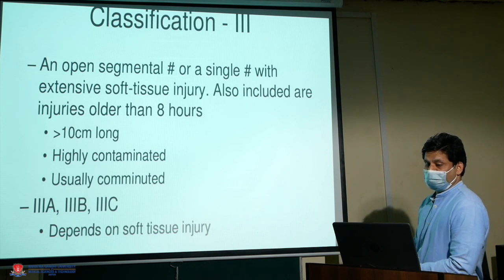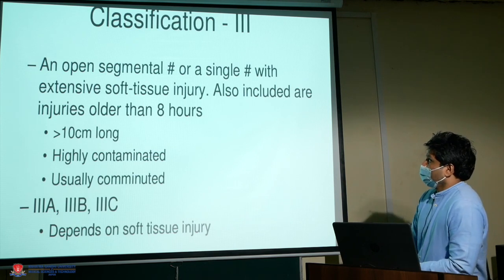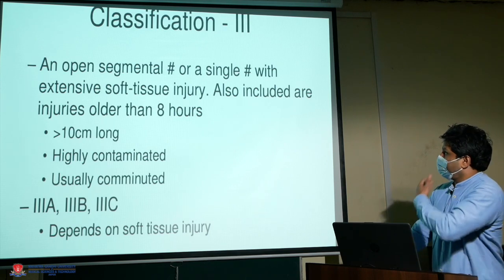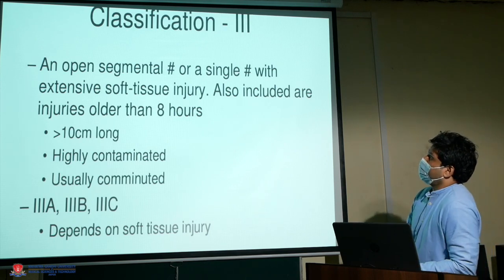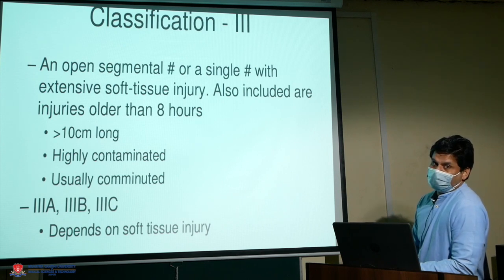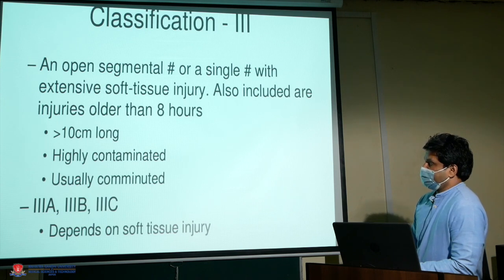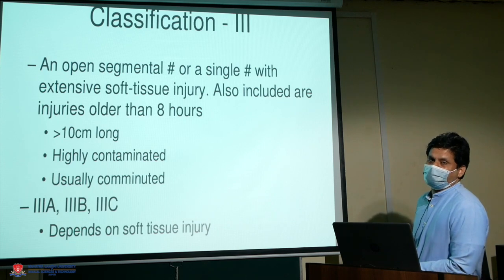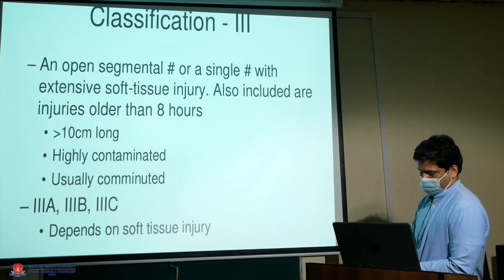Type 3, an open segmental fracture or a single fracture with extensive soft tissue injuries, also included are injuries older than 8 hours. So the wound will be more than 10 centimeter, highly contaminated, usually comminuted, and then the type 3 is again subdivided into type 3A, 3B and 3C.